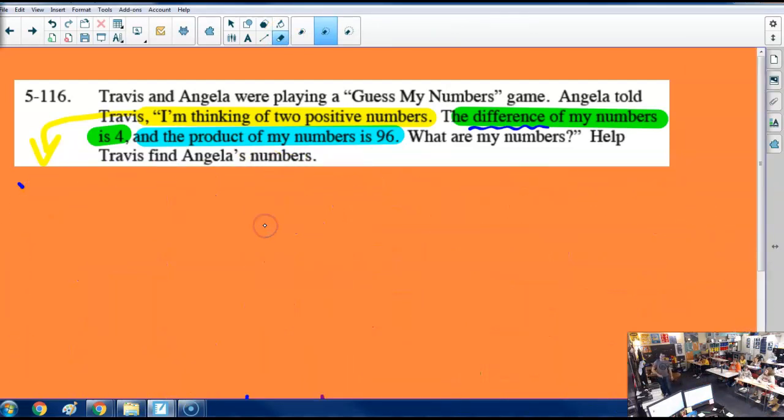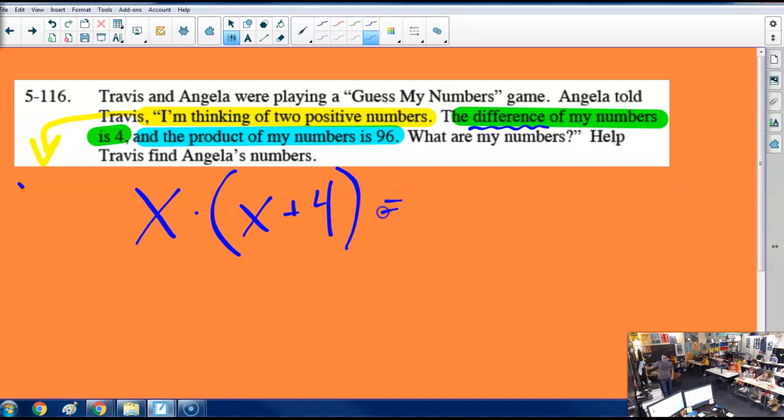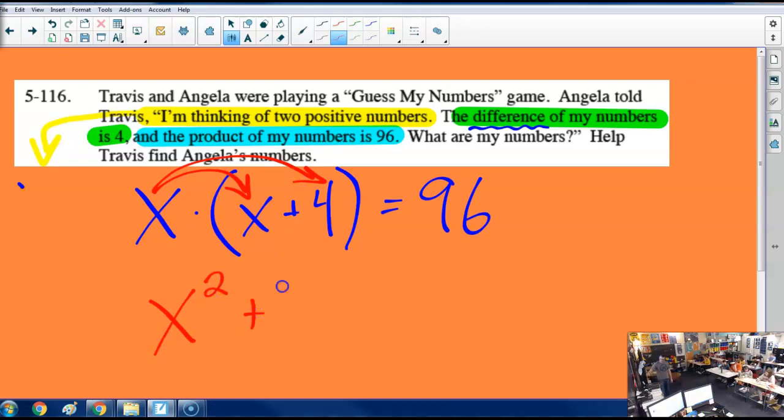If we write this out algebraically, what we're saying is x times (x plus 4) equals 96. Now, here's the problem, though. X times (x plus 4). This multiplication goes to both of these, and that becomes x squared plus 4x. We don't know how to deal with that right now.